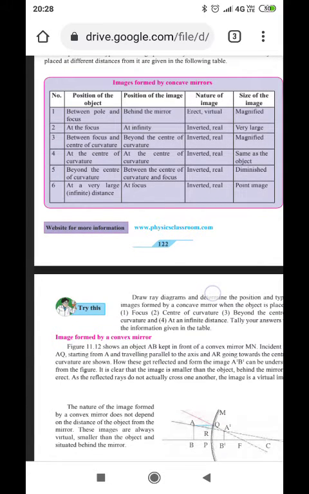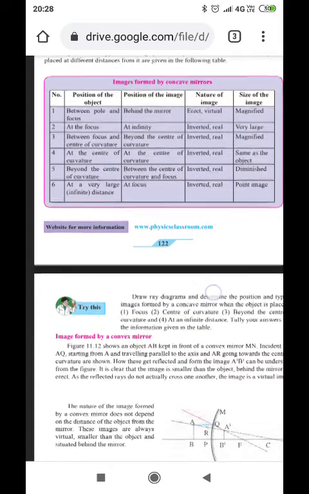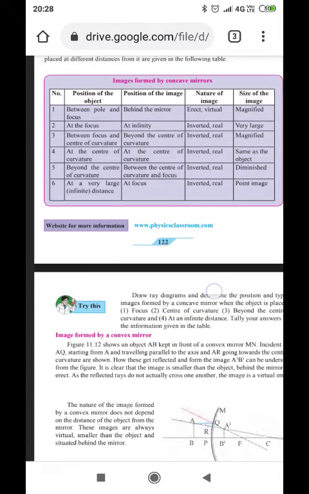Now for example, when the object is between the pole and the focus, then the position of the image will be behind the mirror and the nature of the image will be erect and virtual. Erect implies above the principal axis. Virtual means image is formed on the screen and size of the image will be magnified. Magnified means much bigger than the object.